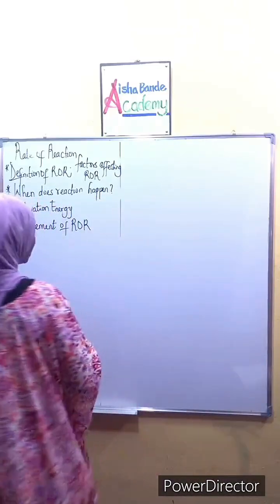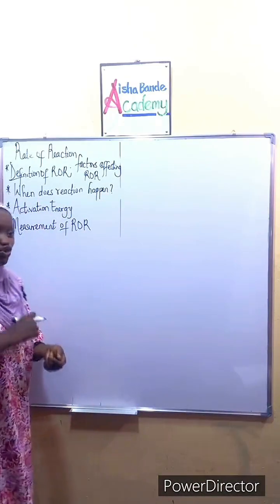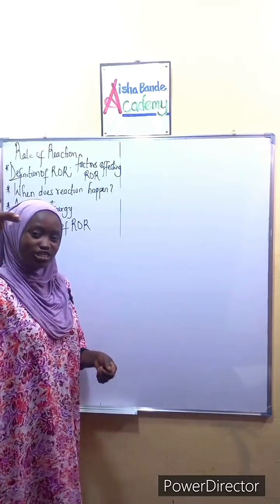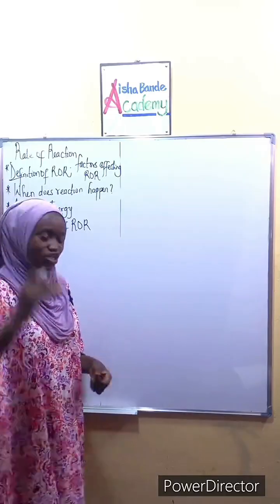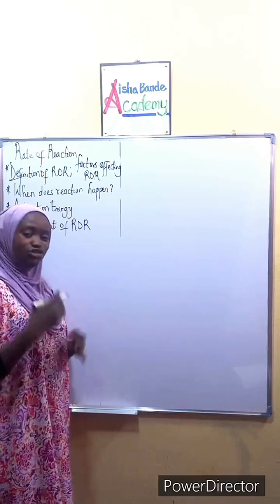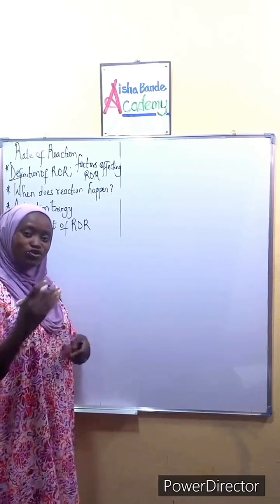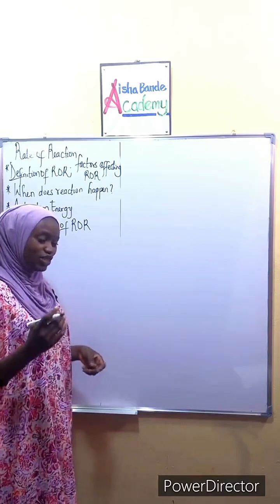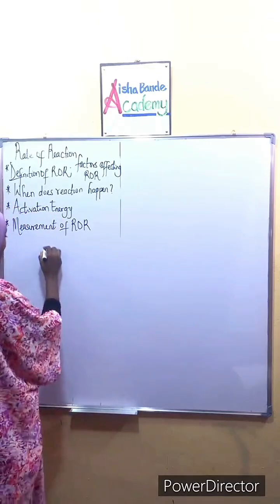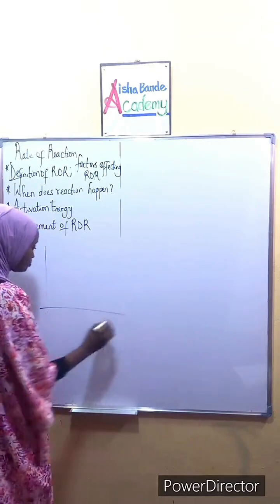Let's say you want to go to the other side of a hill. You know, for you to get to the top of the hill is where you need the activation energy. So as you're going to the top of a hill, you need activation energy. But when coming down, you can just easily slide down. So let's explain this in the form of a diagram.